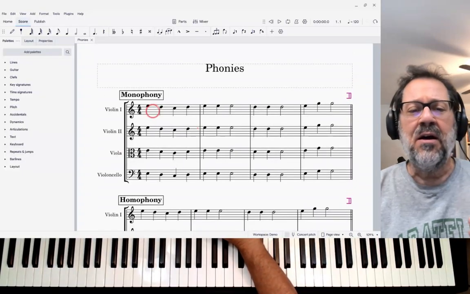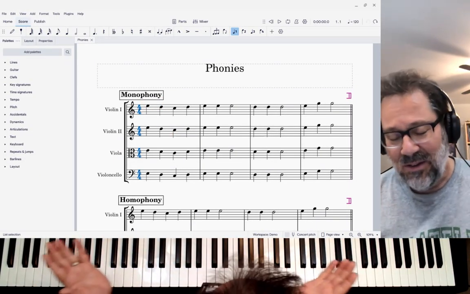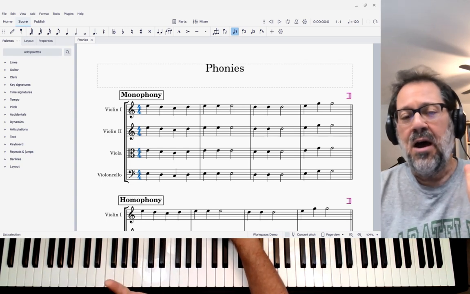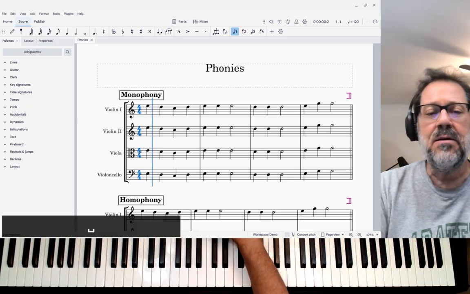So I've got a simple example here. This is Mary Had a Little Lamb, something I use as an example a lot, and we're going to hear all three versions of this. So we'll hear a monophonic arrangement of it, where all the voices just have the melody.